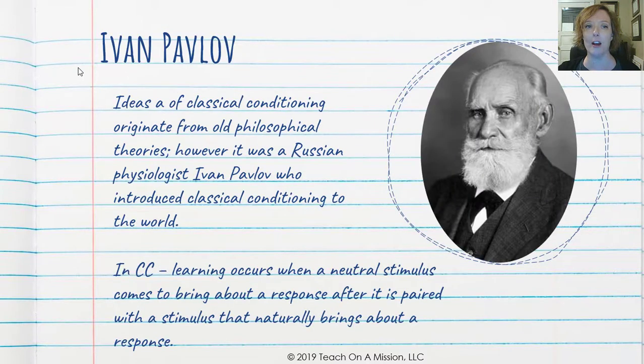All right, let's talk about Ivan Pavlov. Our ideas of classical conditioning originate from old philosophical theories. However, it was a Russian physiologist, not a psychologist, Ivan Pavlov, who introduced classical conditioning to the world. In classical conditioning, learning occurs when a neutral stimulus comes to bring about a response after it's paired with a stimulus that already brings about a response for something else. But it is the stimuli that are being associated here. It is not the response.